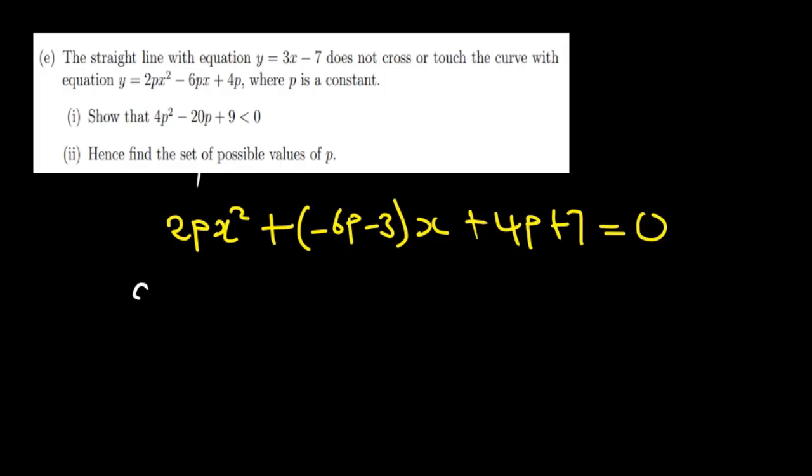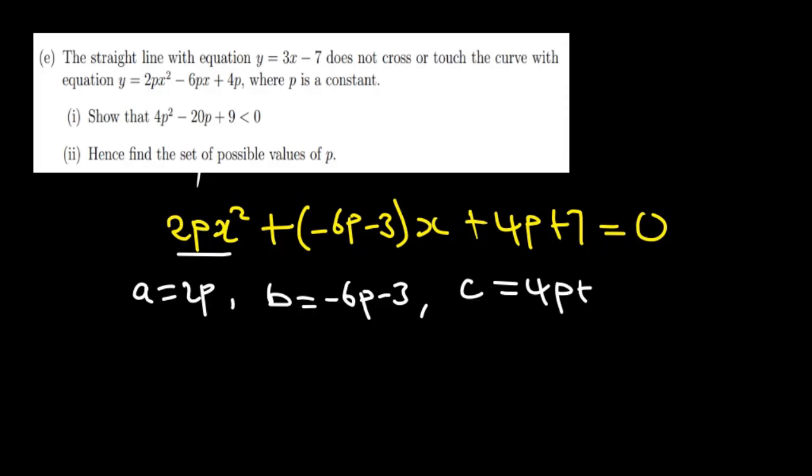So our a will just be 2p, the coefficient of x squared. Our b will just be minus p minus 3. And then our c will just be whatever does not have x, which is 4p plus 7.